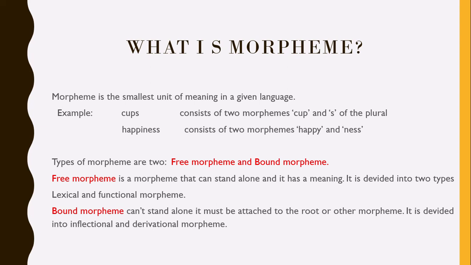So if I take the word happiness, we said that it consists of two morphemes, happy and ness. Happy is a free morpheme, but ness is a bound morpheme. Why? Because ness can't stand alone. It doesn't have any meaning; to say ness, yes, it doesn't have meaning. So here, we said ness is a bound morpheme, and also it is usually attached to the root or to another morpheme. So here it is attached to the morpheme happy.